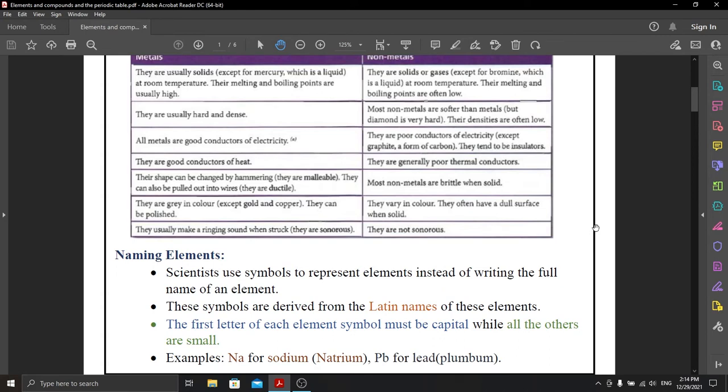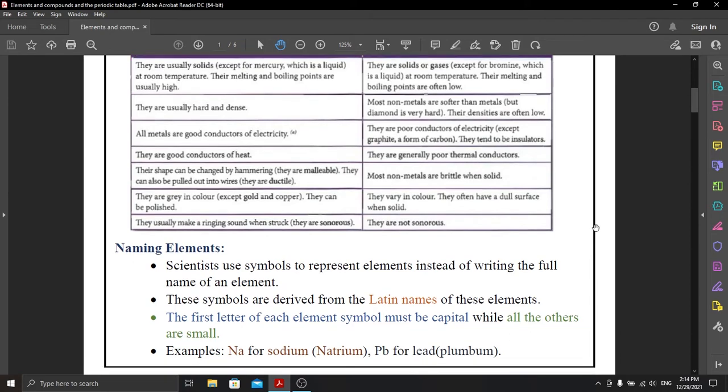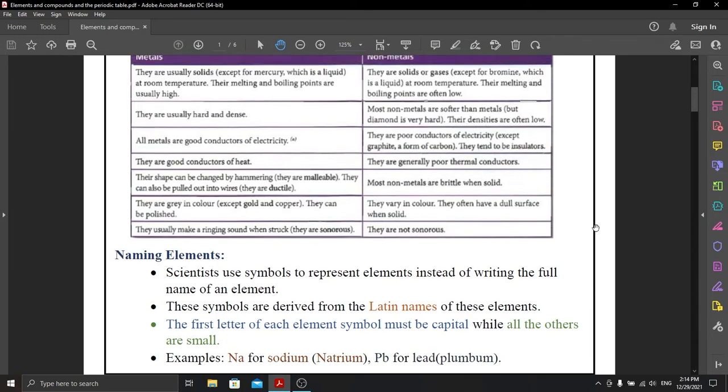Metals usually make a ringing sound when struck, so they are sonorous. Non-metals are not sonorous. Okay, so that's a comparison between metals and non-metals. Oh, and non-metals, of course, vary in color. They have a dull surface, so they don't reflect light, while metals can be polished, so they reflect light when you cast light on them. And they are usually gray in color, except for gold and copper, of course.